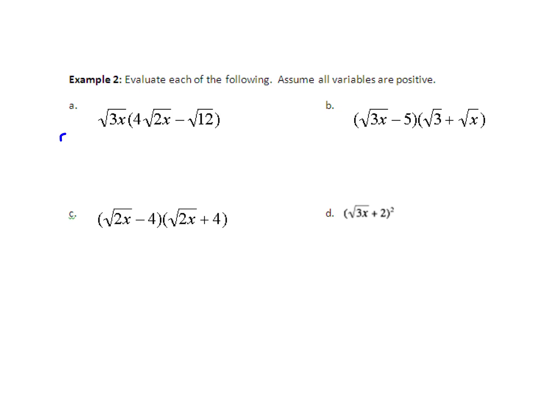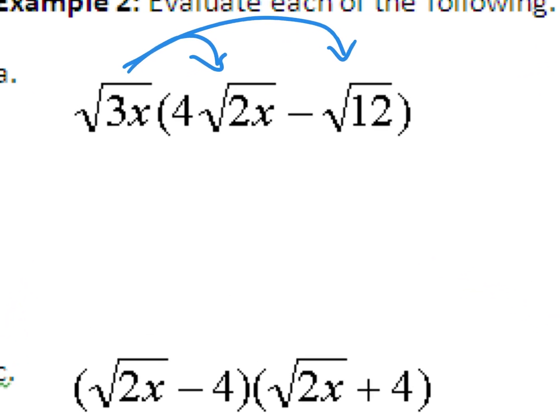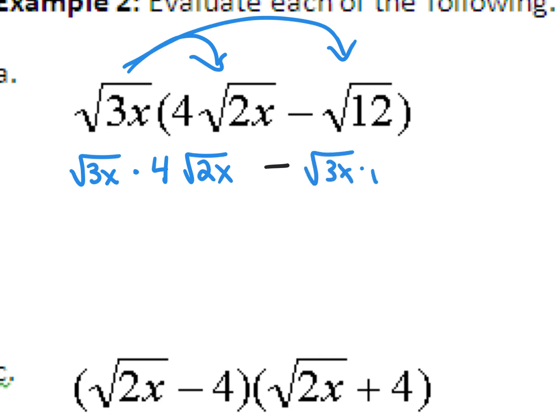So let's do it. We are going to go ahead and just distribute this square root of 3x in. Make that a little bigger for you. So this is going to look like the square root of 3x times 4 root 2x. Bring down your minus. And then we got the square root of 3x times the square root of 12.